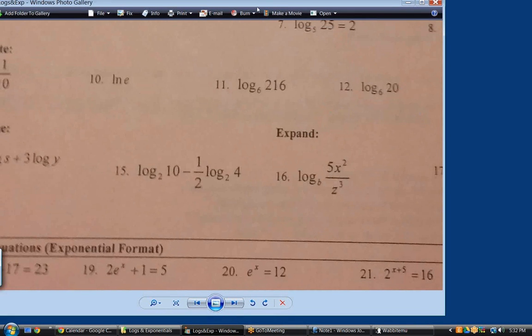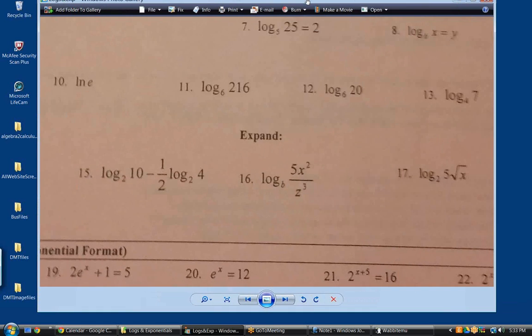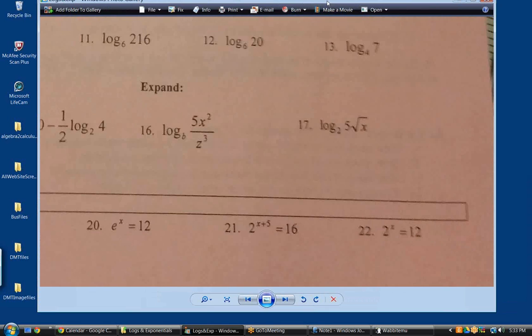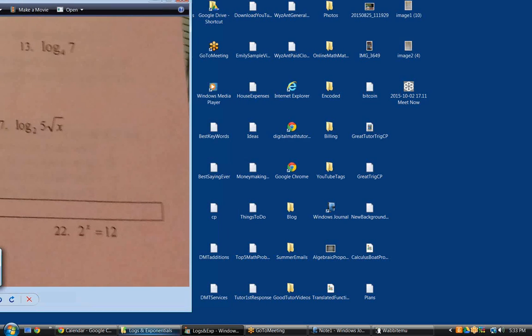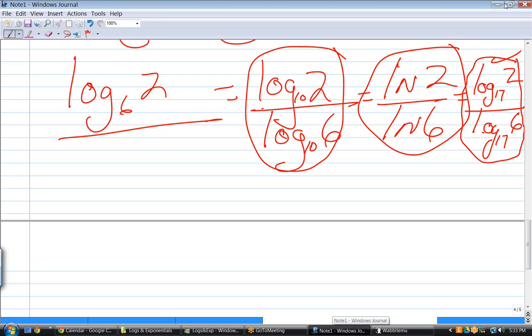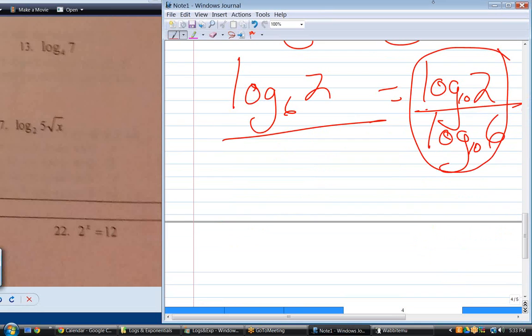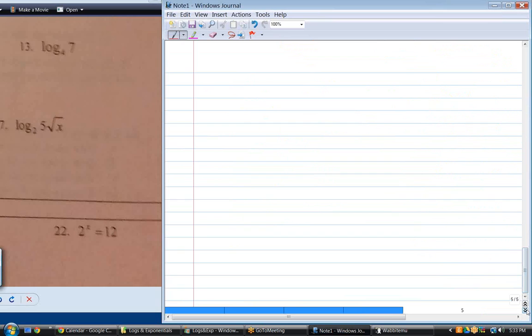Let's go to 13. Actually, I'm glad I found this page. This is excellent review material. This is everything that you really have to know.